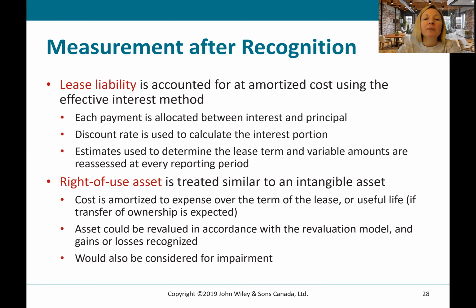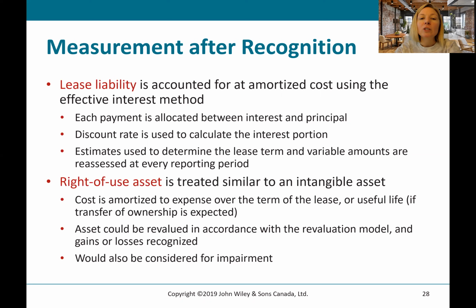The lease liability is accounted for at amortized cost using the effective interest method. So after recognition, that's what we do on day one. What happens after day one? The lease liability is going to be accounted for at amortized cost using the effective interest method. Each payment is allocated between interest and principal, and the discount rate is used to calculate the interest portion.